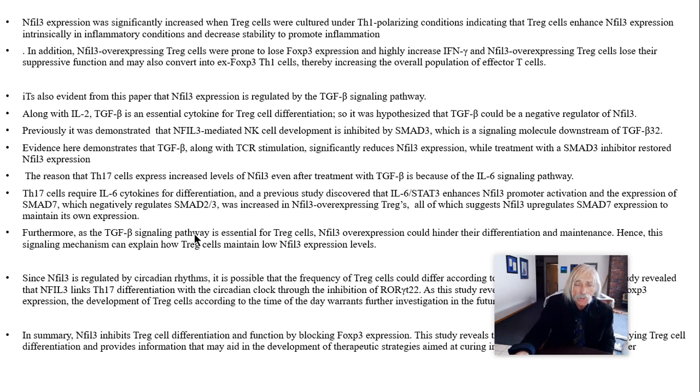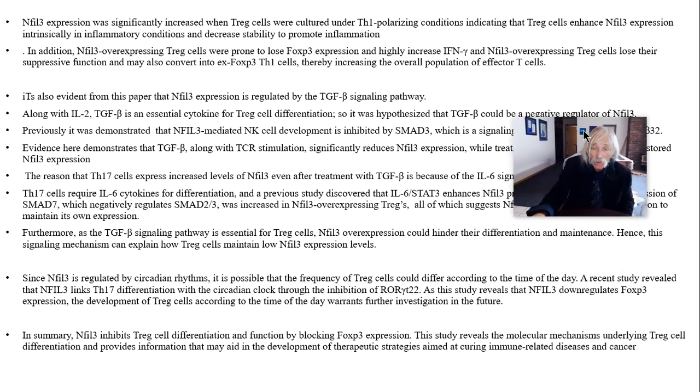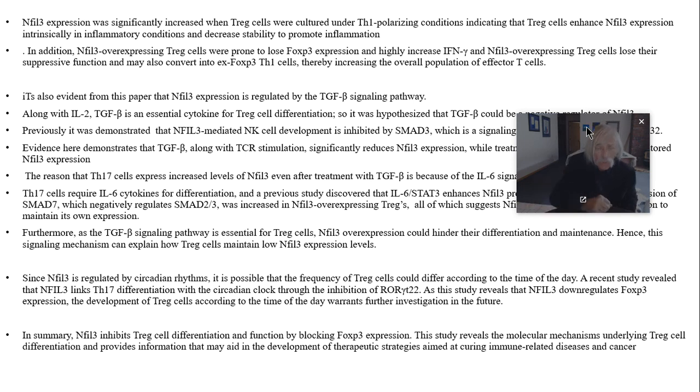All right. Furthermore, the TGF-beta signaling pathway is essential for Treg cells. Infil-3 overexpression could hinder their differentiation and maintenance. Hence, this signaling mechanism explains how Tregs maintain low infil-3 expression levels. It's got to be done, otherwise Tregs no longer work.